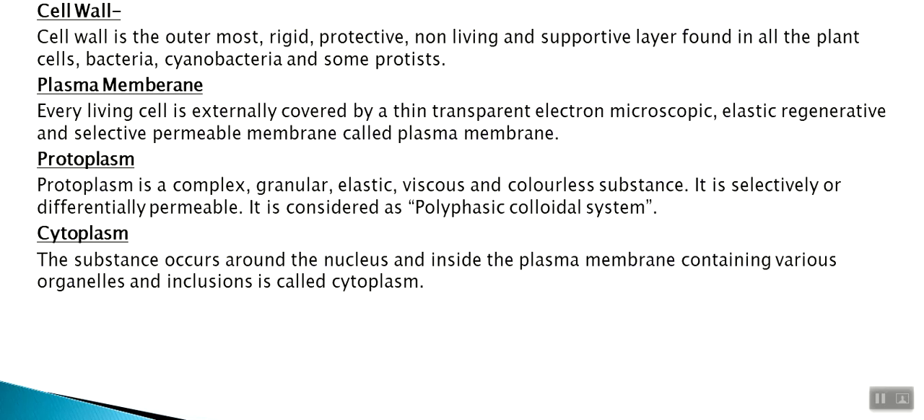Protoplasm is a complex, granular, elastic, viscous and colorless substance. It is selectively or differentially permeable. It is considered as polyphasic colloidal system. The substance that occurs around the nucleus and inside the plasma membrane containing various organelles and inclusions is called cytoplasm.